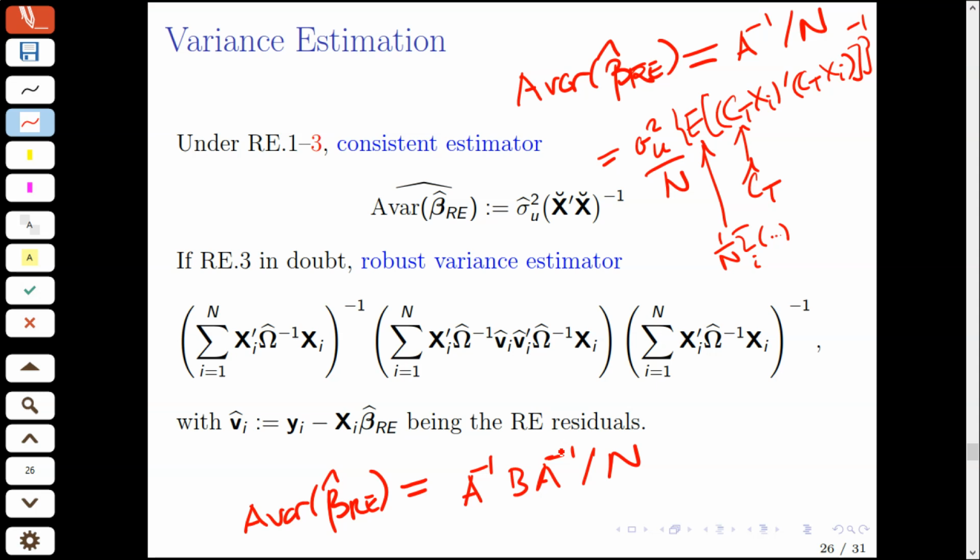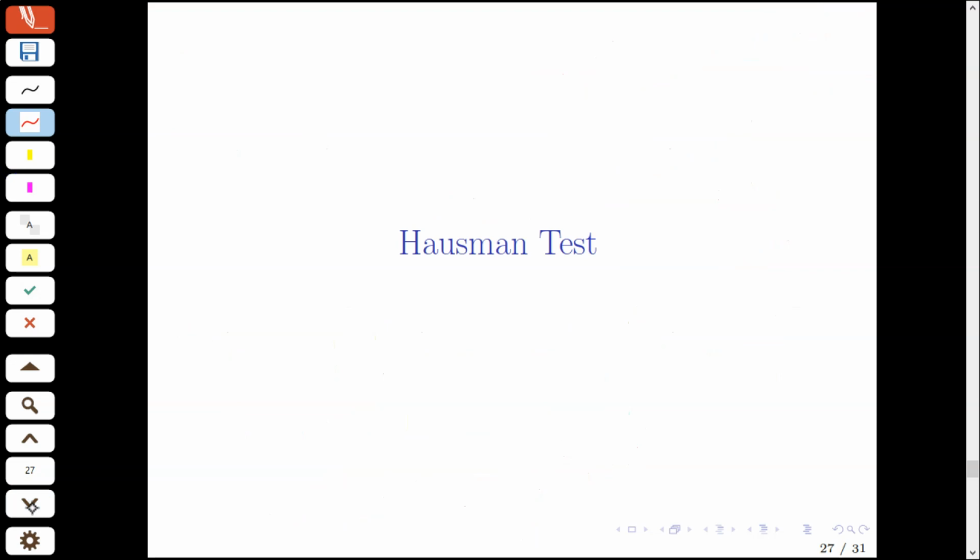Now, in constructing these consistent variance estimators, this V hat, or boldface V hat, is now given by the random effects residual. This additional need for the random effects residuals arises from our need to estimate the matrix B. Now for the remainder of this talk, we'll talk about the Hausman test.